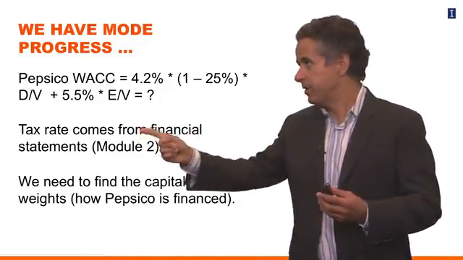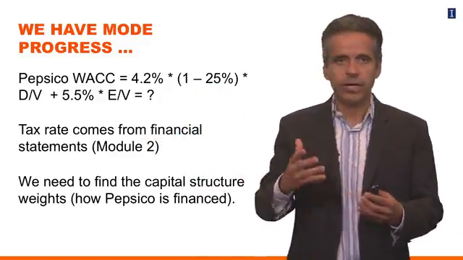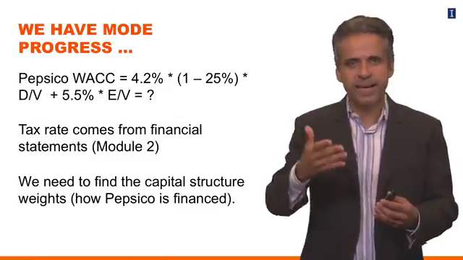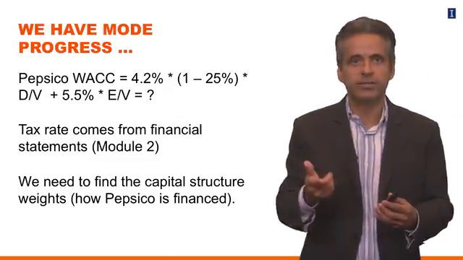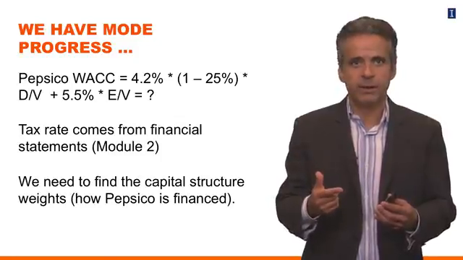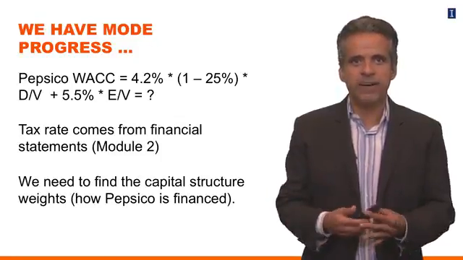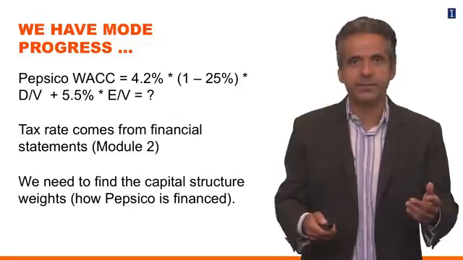And by the way, we also need taxes. But if you look at Module 2, we were doing a financial planning of PepsiCo. We already figured out that 25% is a reasonable estimate for the tax rate of PepsiCo. So what we need to find out now is how PepsiCo is financed.